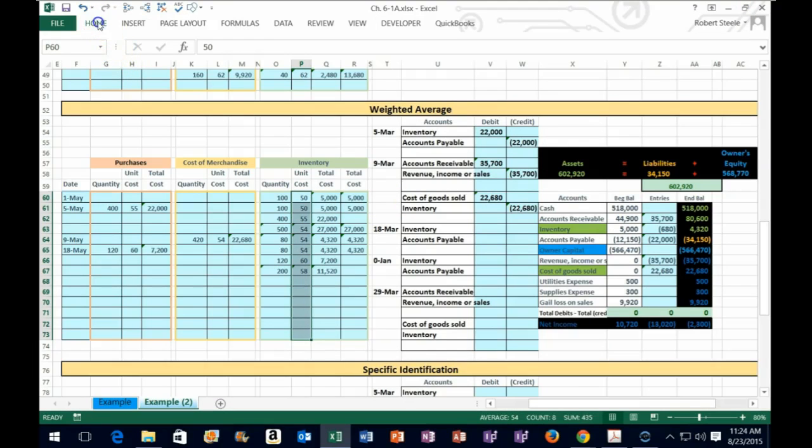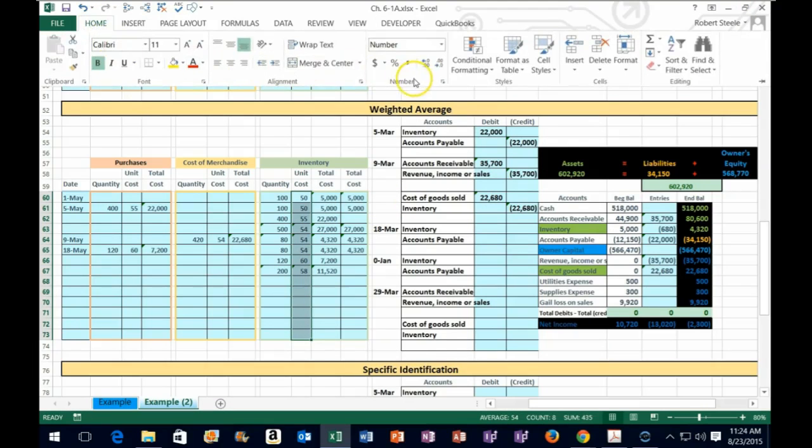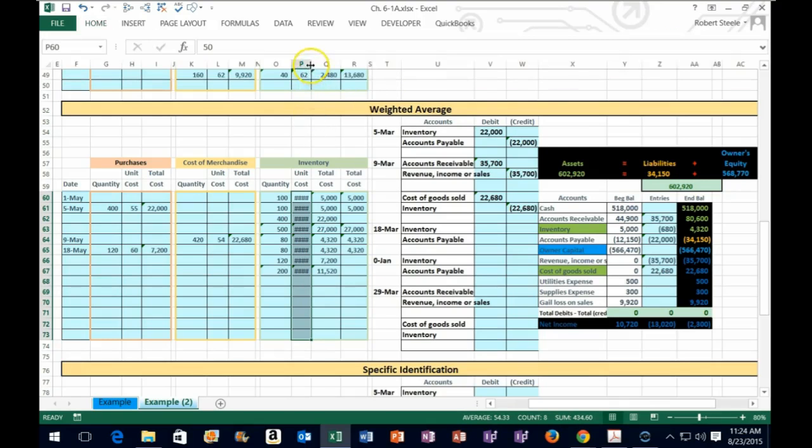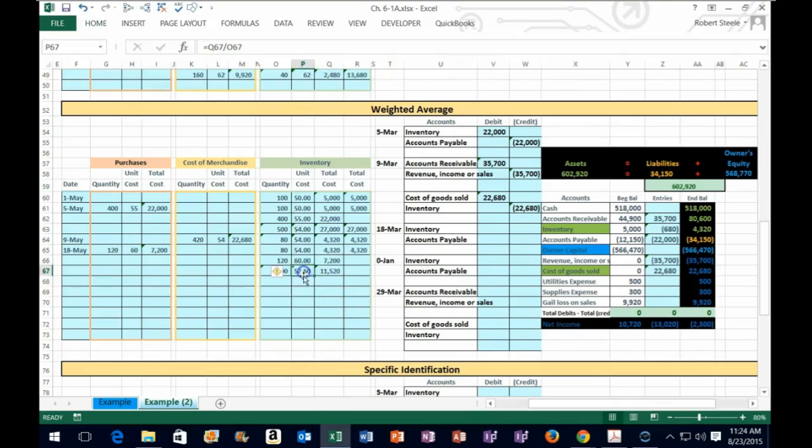I'm going to go to the Home tab. Here's the Home tab on the ribbon. I'm going to go over to this item here in the numbers group, and we're going to increase decimals. If we do that, then we can see that it's actually 57.60. So that is a rounding issue. Just keep those in mind as we go through these problems. There could be some rounding issues.